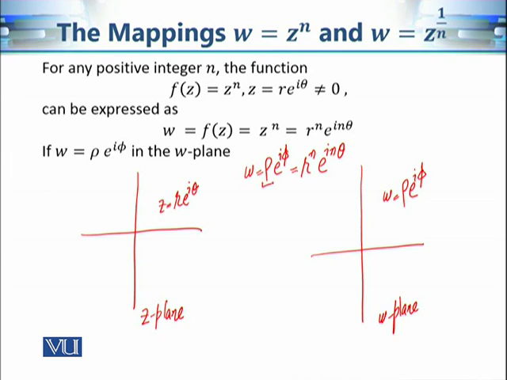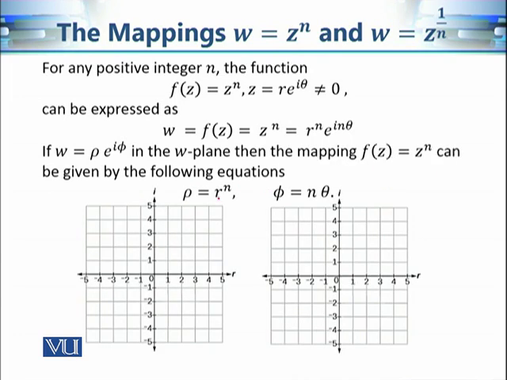And we can easily see that rho should be equal to r raised to power n and phi should be equal to n theta. So, these two equations, that rho is equal to r raised to power n and phi is equal to n theta, describe this function f of z is equal to z raised to power n, or the nth power function. Given any complex number z in the z plane, we can calculate its image in the w plane by using these two equations. So, over here we have z is equal to r e raised to power iota theta, and over here the complex numbers are of the form w is equal to rho e raised to power iota phi.